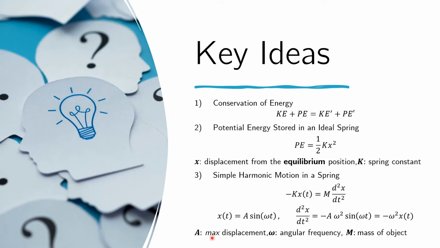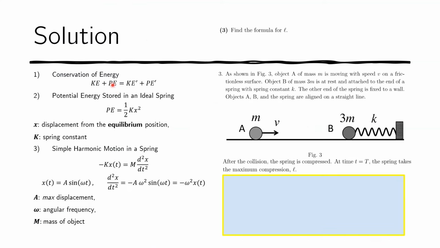Again, we're reminded that A here is the maximum displacement, so it's the maximum compression or stretching. Omega is the angular frequency, and m is the mass of the object. So here we just wrote down what we learned from the previous slide.